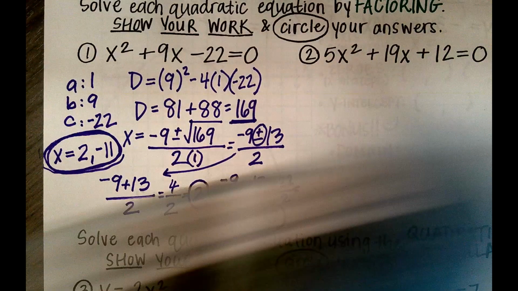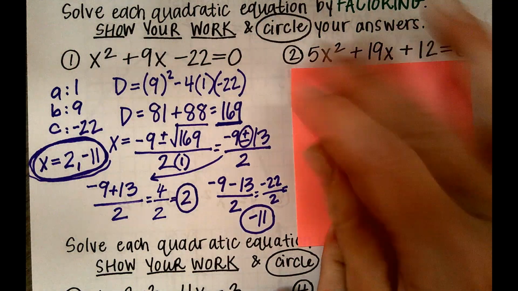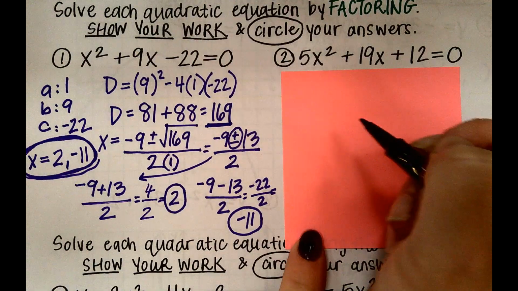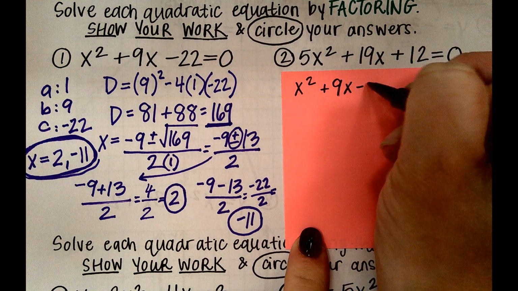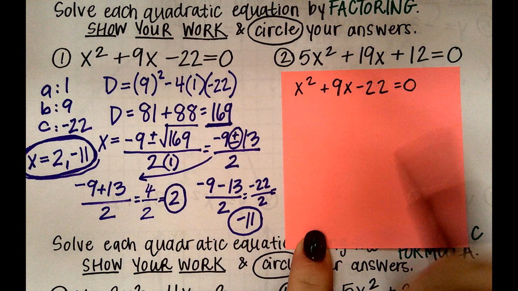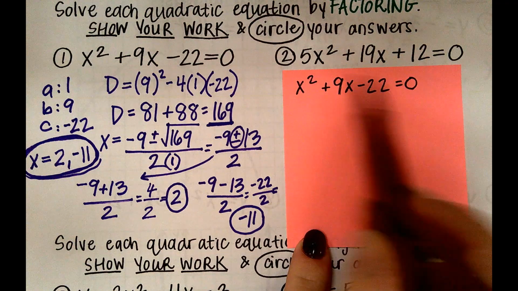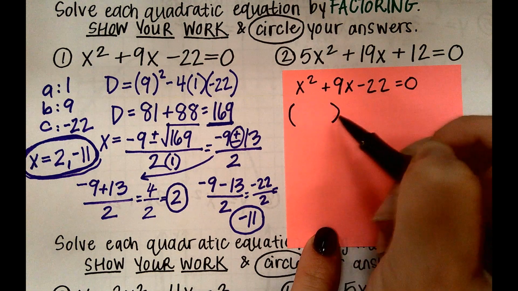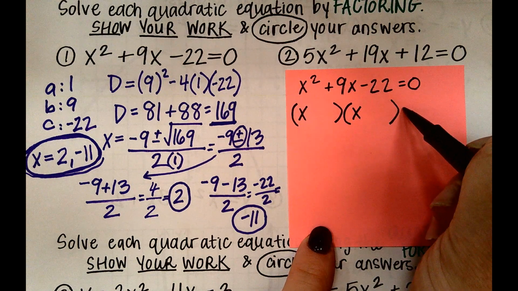So if you are still finishing that, I'm going to show you, just if you're interested, how we could factor this instead. If you know you're not going to do the factoring method, you can block this out. So, x squared plus 9x minus 22 equals 0. To factor, since it is a quadratic equation, the only thing that will multiply to become this would be x plus or minus something times x plus or minus something.